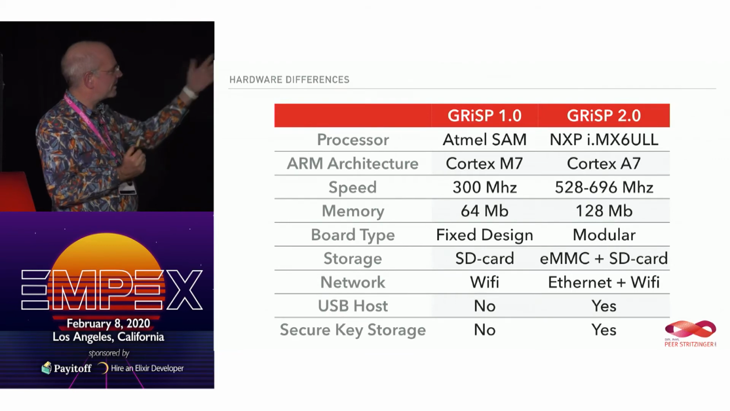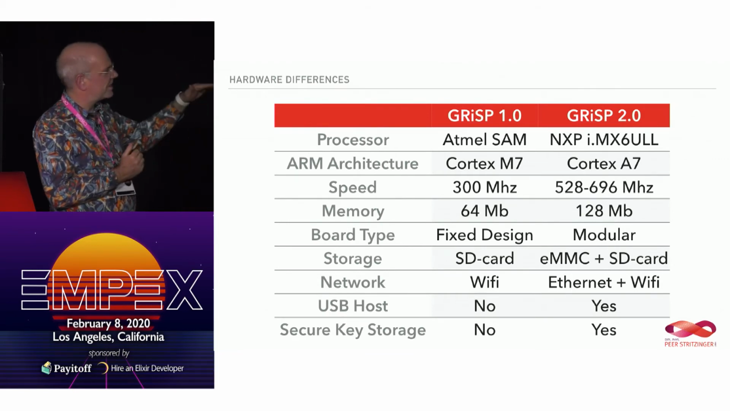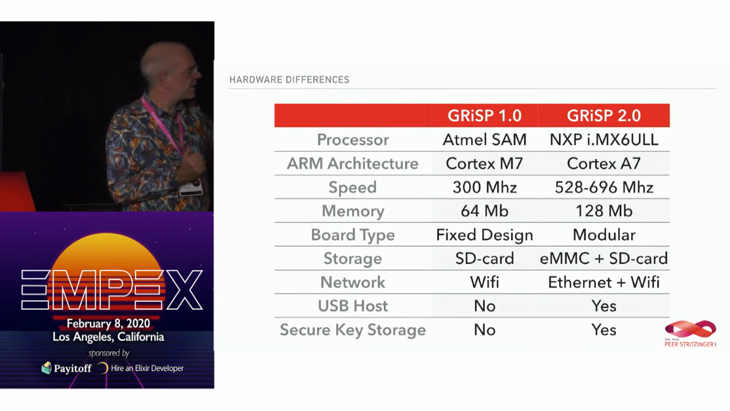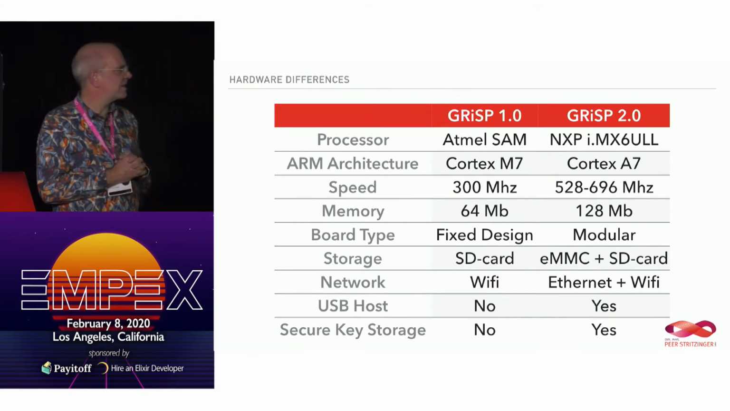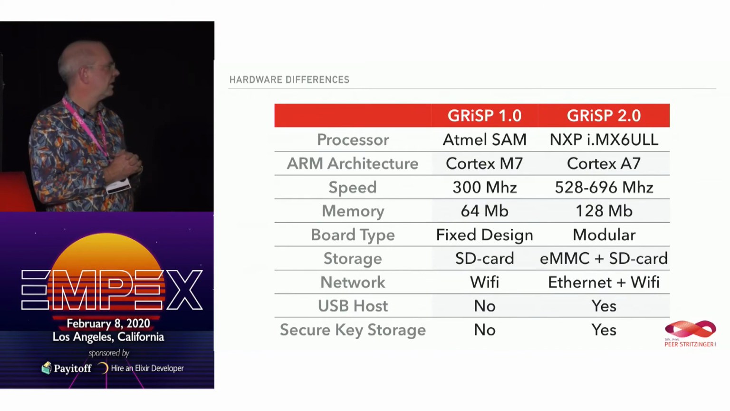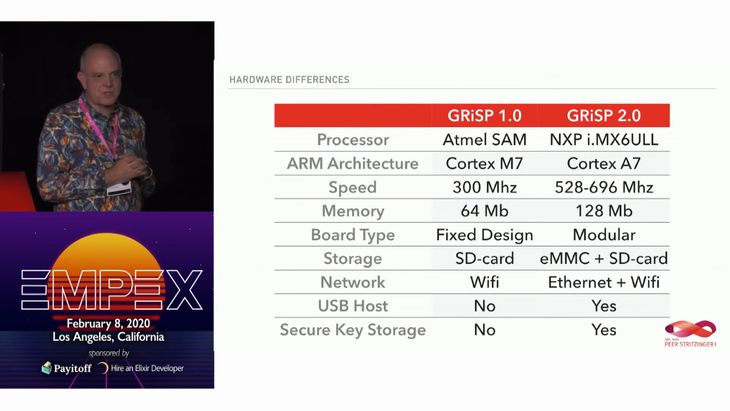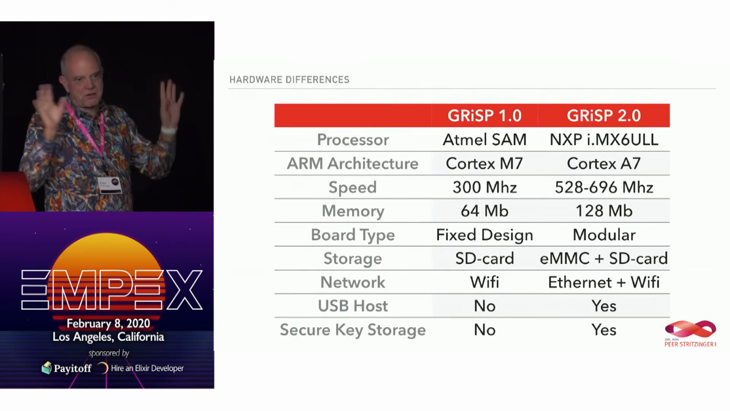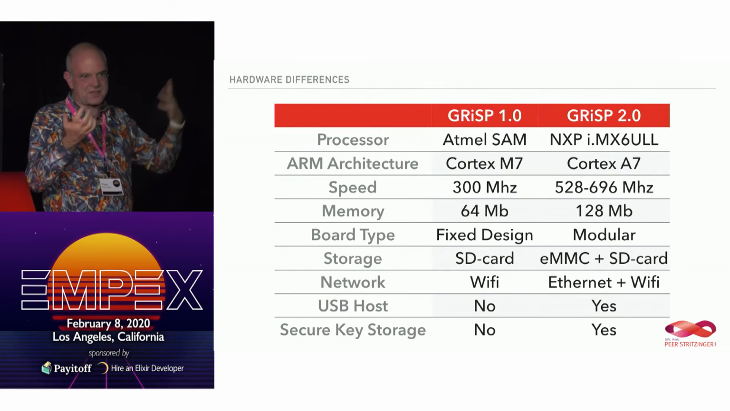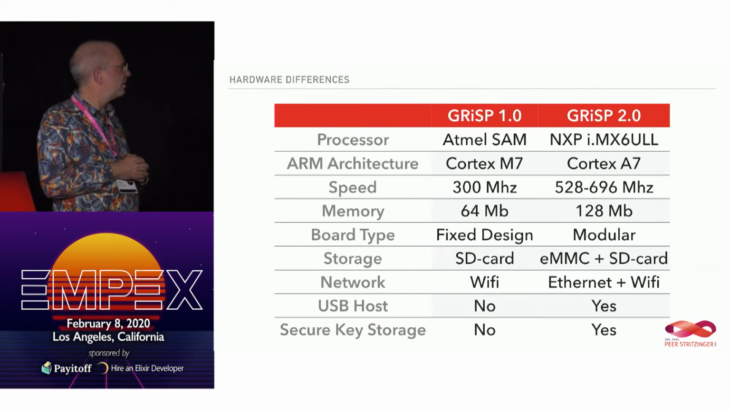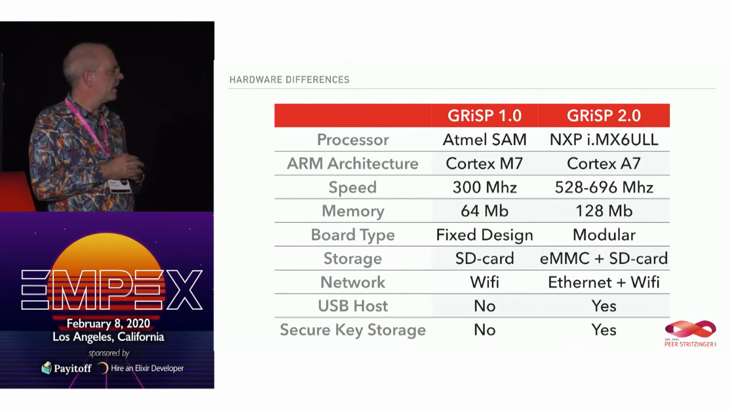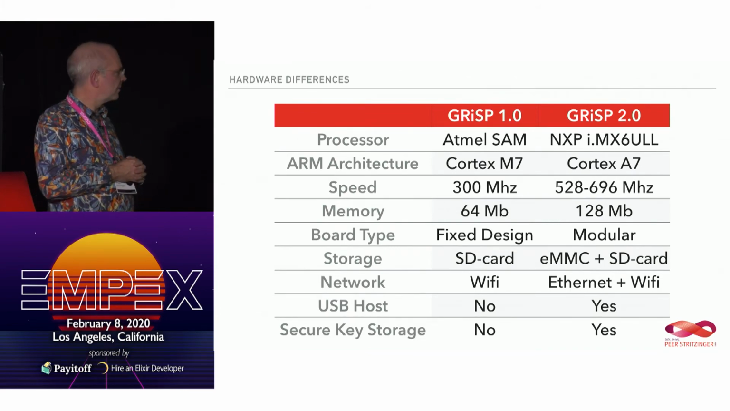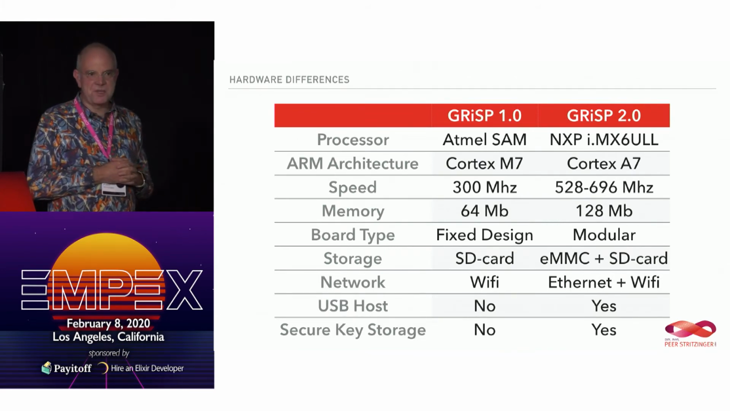So GRiSP 1 was an Atmel CPU, which was a Cortex M7 ARM architecture. And GRiSP 2 is using an NXP i.MX6 ULL, ultra low power, which is a Cortex A7, which is much more beefier than the M7. M is for mobile microcontroller size, and A is basically almost a real core. It's still a single core. The clock speed is about twice as much as the GRiSP 1. It hopefully doesn't have a bug in the USB.